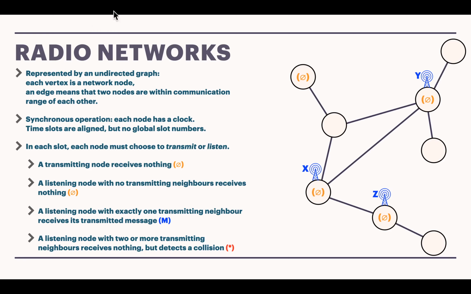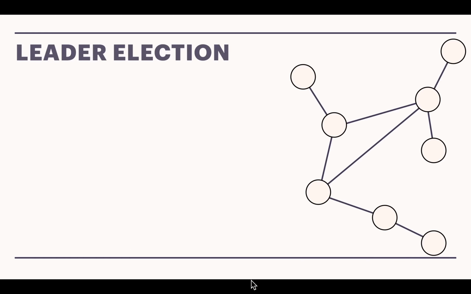This node up here doesn't have any transmitting neighbors, so it also receives nothing. Here we see the neighbors of Y that have no other transmitting neighbors, they receive Y. This node down here that only has Z as a transmitting neighbor will receive Z. And finally, this node here that has two transmitting neighbors, transmitting X and Y, receives neither of those messages but detects a collision.